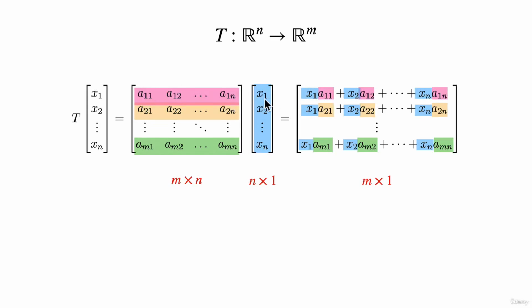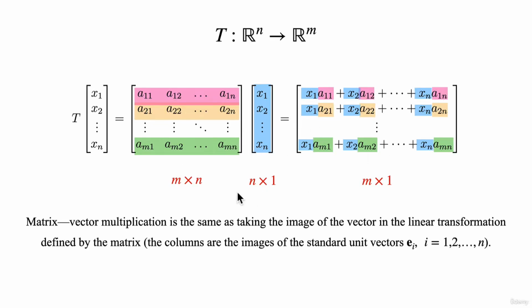The first one times the first one, plus the second one times the second one, and so on, plus the last one times the last one. It will give us the first element. And so on with the second element and the last one. So generally, matrix vector multiplication is the same as taking the image of the vector in the linear transformation defined by the matrix. So the columns of this matrix, here 1, 2, and the last one, n, are the images of the standard unit vectors in Rn.